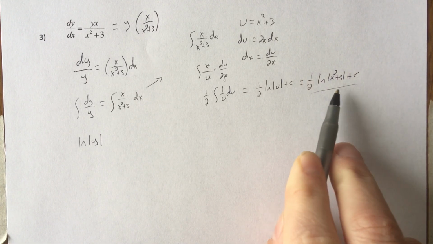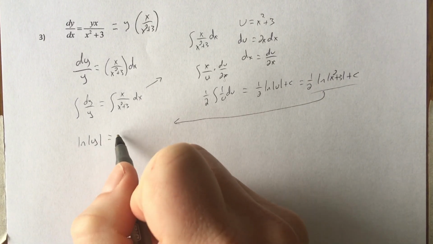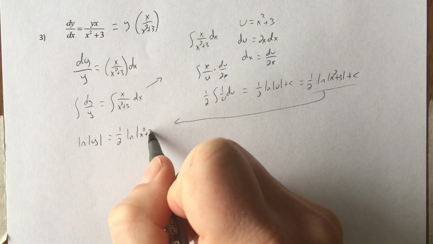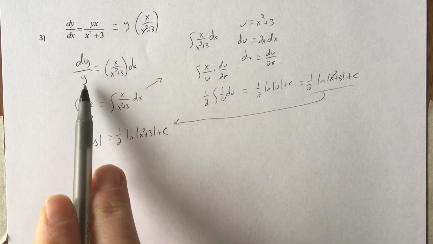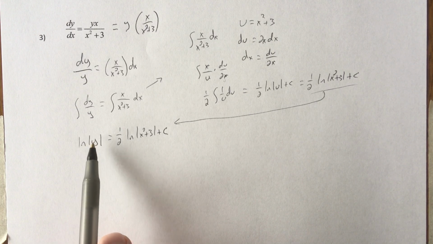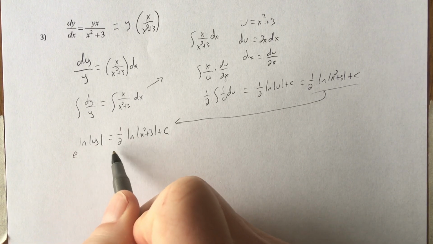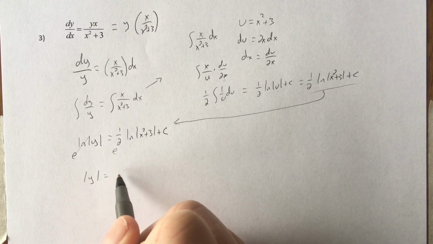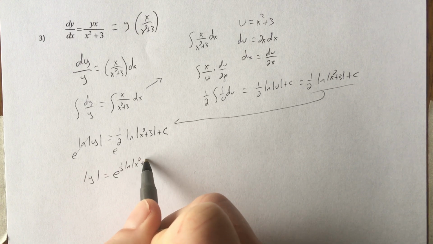That's our right side. So we're going to bring that part back over here and have it equal this, plus c. All right, so we have separated the variables. We have integrated both sides. Now what we have to do is get y by itself. So to do that, we're going to raise both sides as a power of e to get rid of the natural log. So we have absolute value y equals e to the 1/2 natural log of x squared plus 3 plus c.